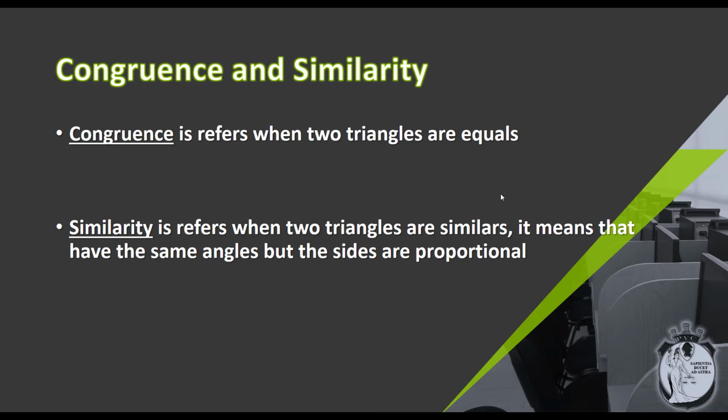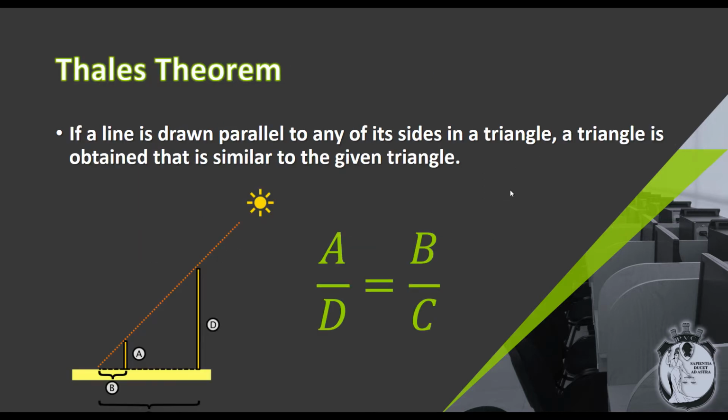Okay. Now, in reference to similarity, there exists Thales' theorem. This is the theorem: if a line is drawn parallel to any of the sides of a triangle, the triangle obtained is similar to the given triangle. Okay, it is similarity.